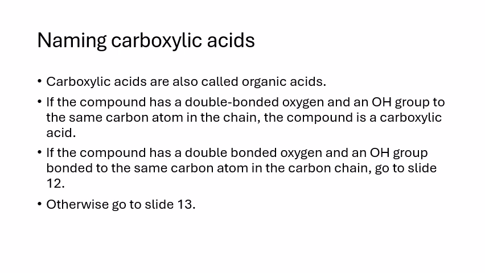Naming carboxylic acids. Carboxylic acids are also called organic acids. If the compound has a double bonded oxygen and an OH group bonded to the same carbon atom in the chain, the compound is a carboxylic acid. If the compound has a double bonded oxygen and an OH group bonded to the same carbon atom in the carbon chain, go to slide 12. Otherwise, go to slide 13.